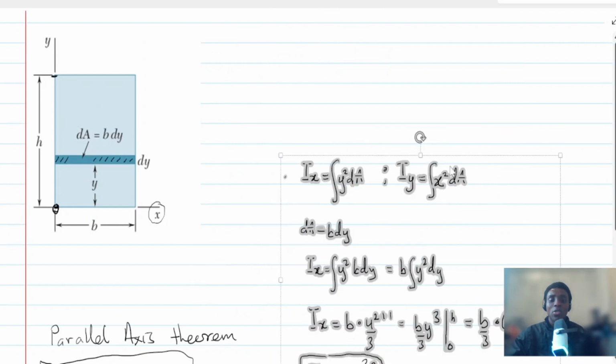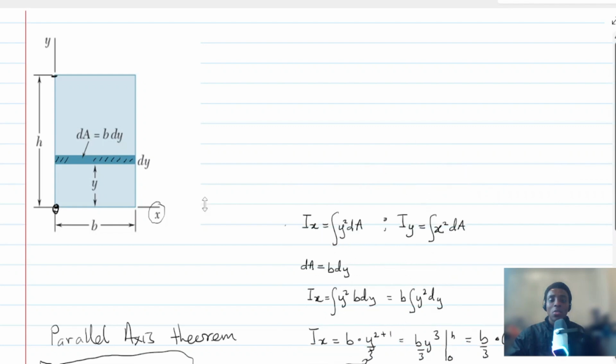So what we are trying to say is that whenever you have an area like this, all the time for a rectangular area, the centroid will always be formed at a distance which is exactly half. So in other words, we can call this axis the centroidal axis. Let's call it CA, which means centroidal axis.